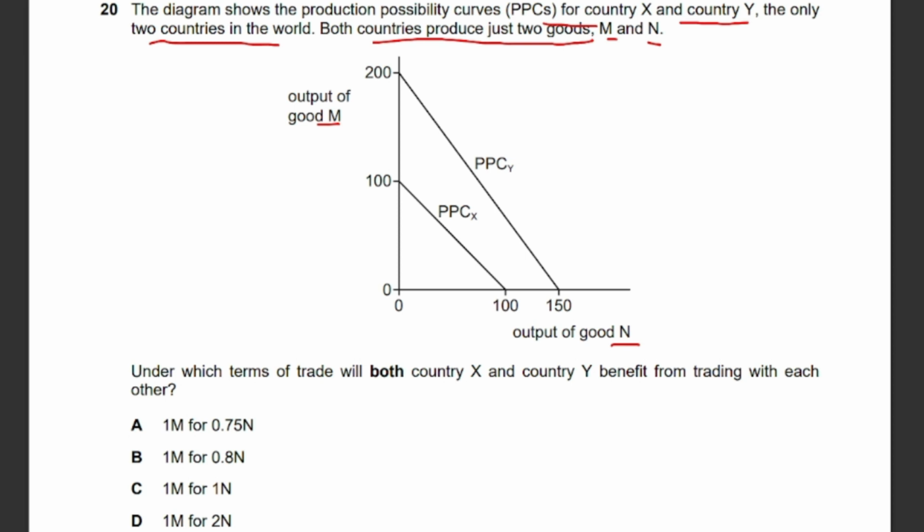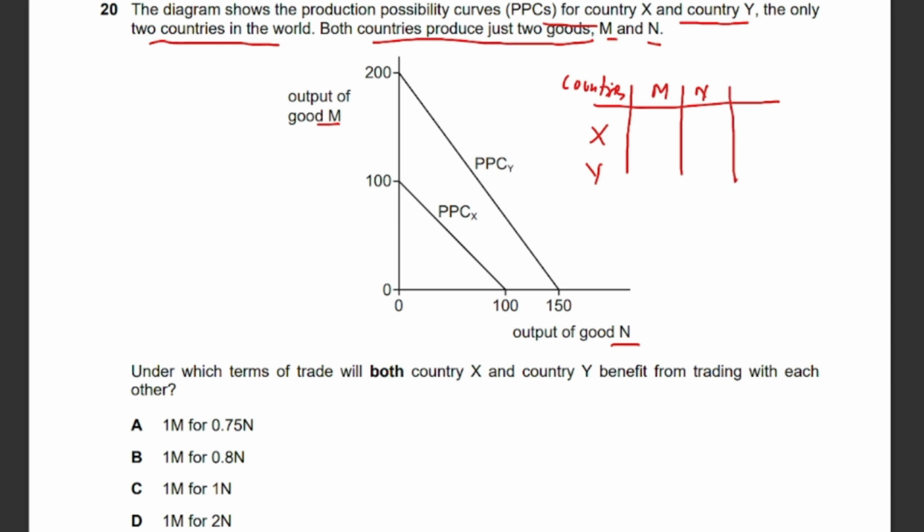So the trade is basically beneficial to the countries if the exchange rate is within the opportunity cost of each country, right? What does that mean? So let me convert this diagram into a table, right? So we have countries, and there are two countries, one is X and the other one is Y, and there are two products, one is M and the other one is N.